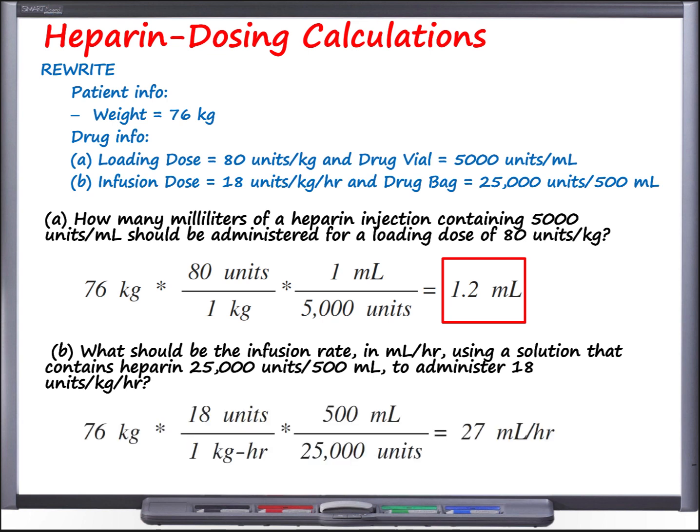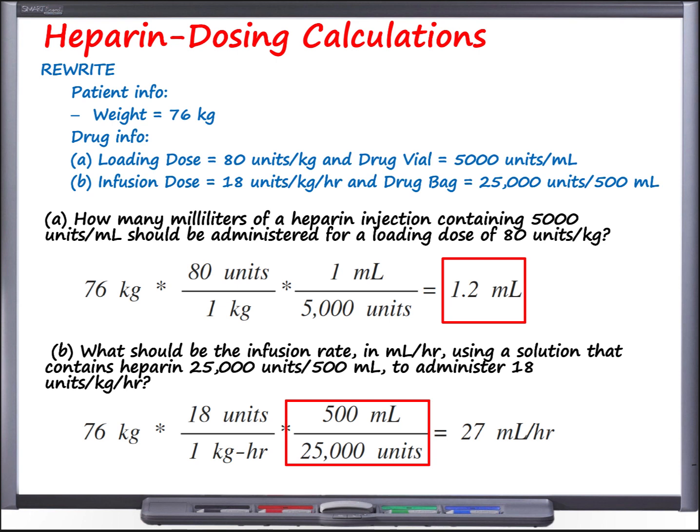Again, the dosing rate is based off of weight. So let's start with the patient's weight. The patient weighs 76 kilograms. So we take 76 kilograms times the dosing amount, which is 18 units per kilogram per hour, so that kilograms will cancel and will be in units per hour. Then we're going to want to convert our units into milliliters. So we're going to multiply again by the concentration expressed as 500 milliliters on top over 25,000 units.